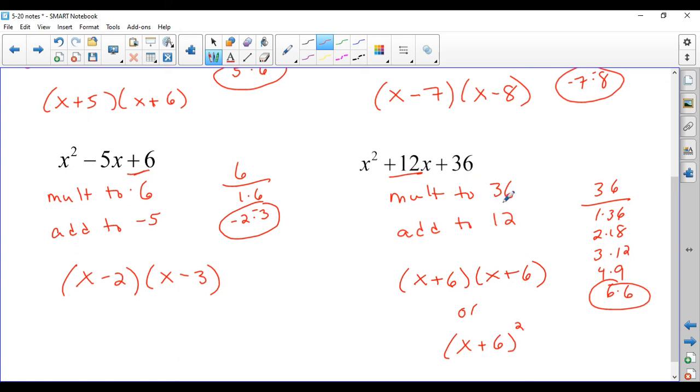For today's homework, you're going to fill in what number they need to multiply to, what they need to add to, and then your final answer is your factored form.